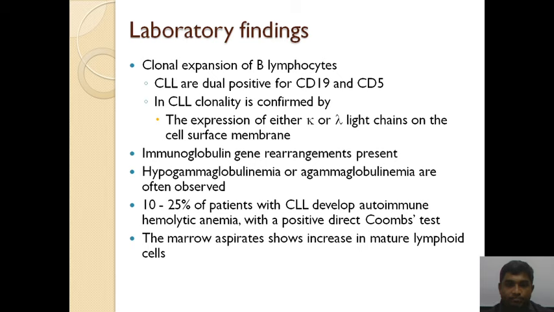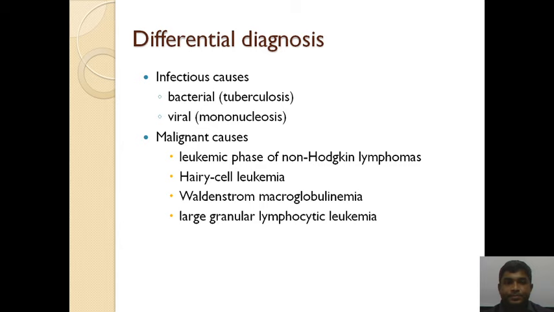A small proportion of these patients develop autoimmune hemolytic anemia, which is diagnosed using a specific test called the direct Coombs test. This is because antibodies are produced against the red cells, resulting in lysis of these red cells. Usually the diagnosis can be done from the peripheral blood. Bone marrow is done sometimes, and if done, it also shows an increase in mature lymphoid cells.